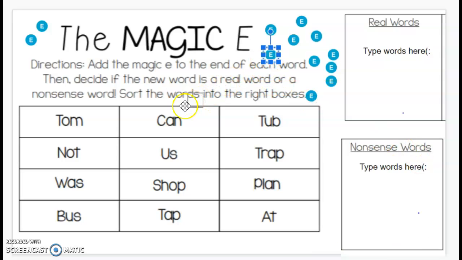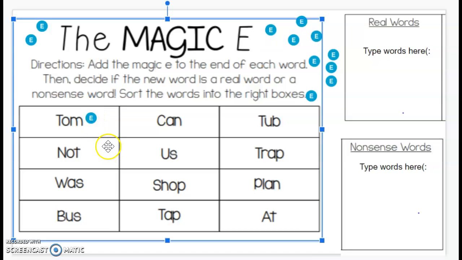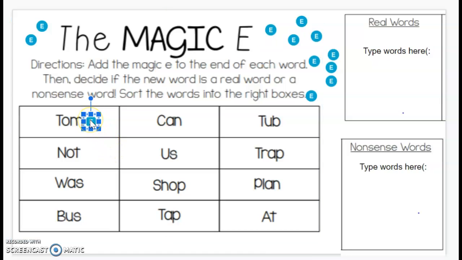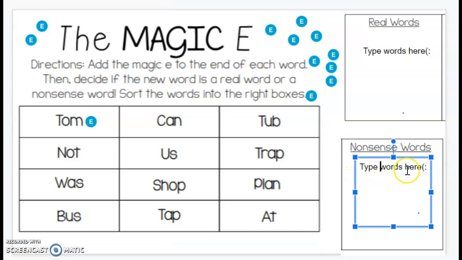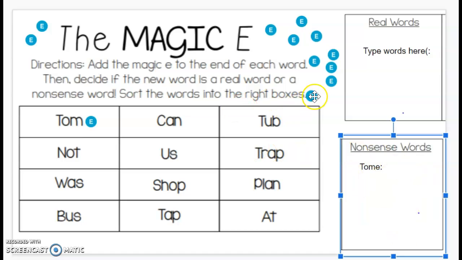So the first thing I'll do is I'm just going to drag one of these E's over here. And at first it was Tom, but with my magic E now it's tome. And tome is a nonsense word, so I will type tome here. Okay, now my second word.